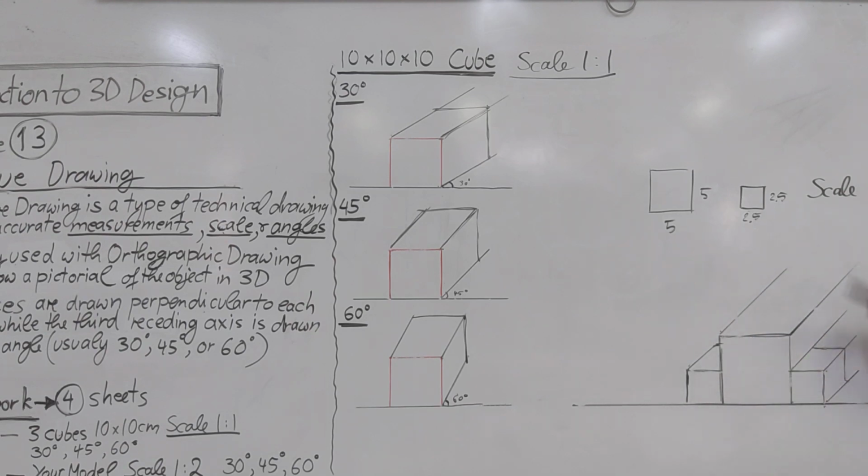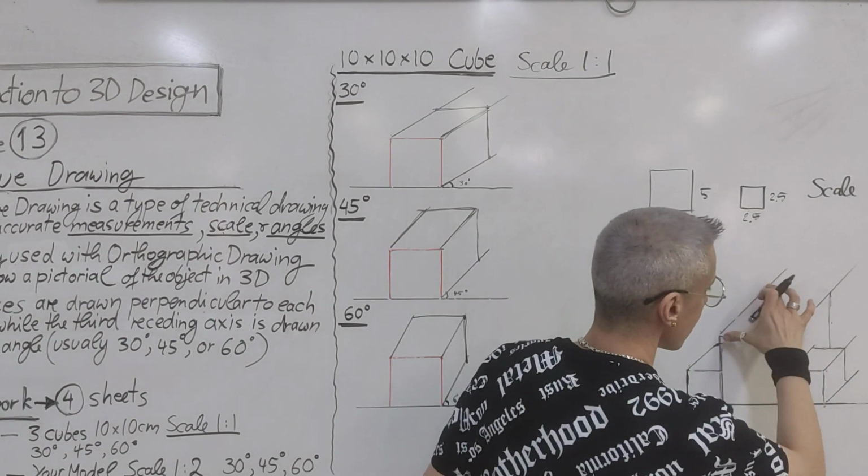Now, this big cube is 5 centimeter, okay? But the 5 centimeter on the drawing is really 10, but on the drawing it's 5. So from here to here, 5. So from here to here and here to here, we need to measure 5, okay? And so if this is 5 here, 5, 5, 5.